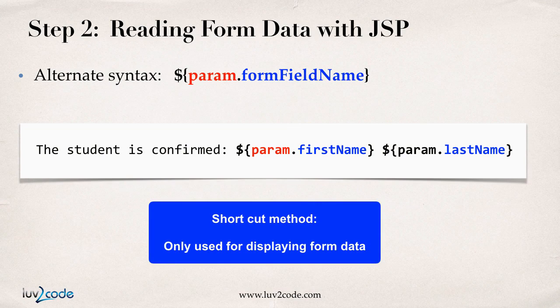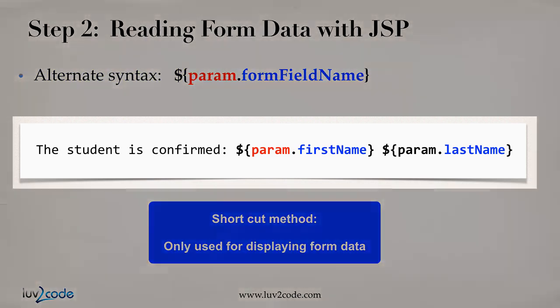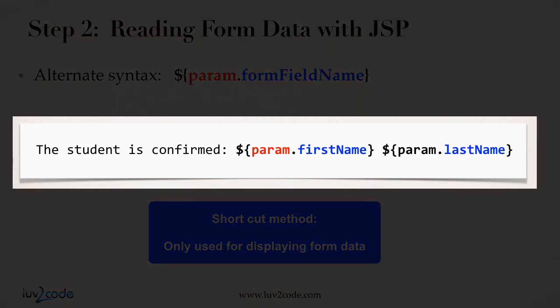Next, here's an alternate syntax for reading the form data. You can make use of this dollar sign curly brace, and then you can say param.formFieldName. So a simpler way of writing this page is: the student is confirmed, and then we simply say dollar curly brace param.firstName. And a similar thing here, dollar curly brace param.lastName.